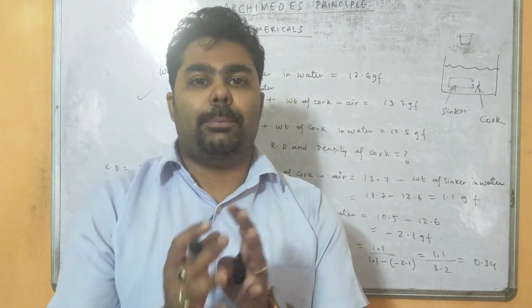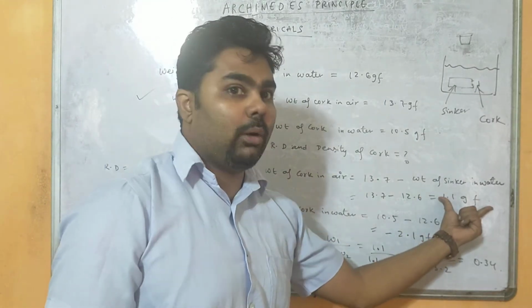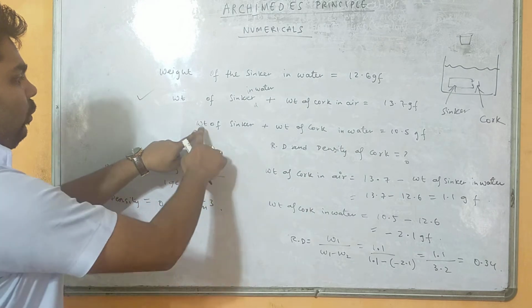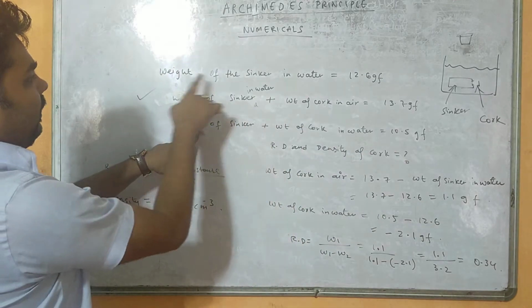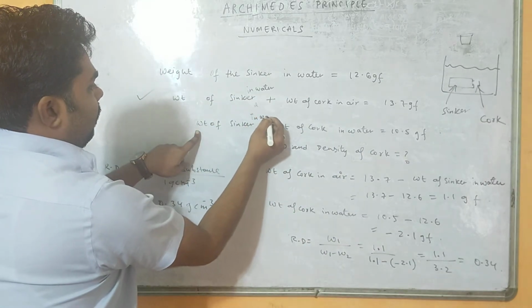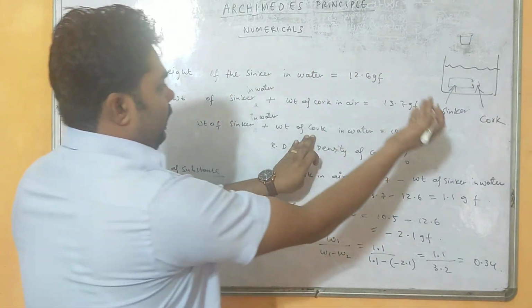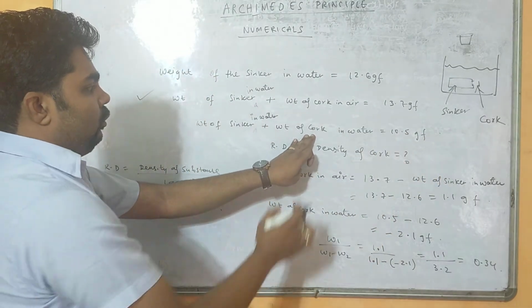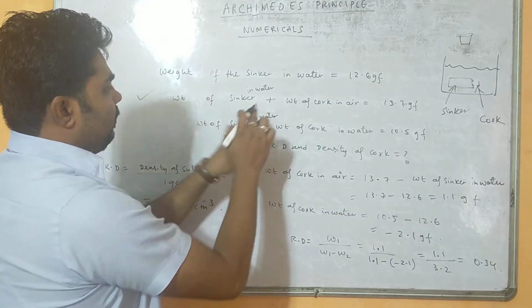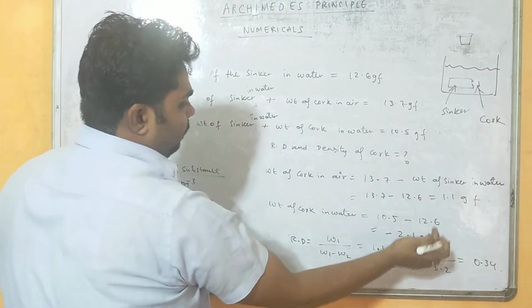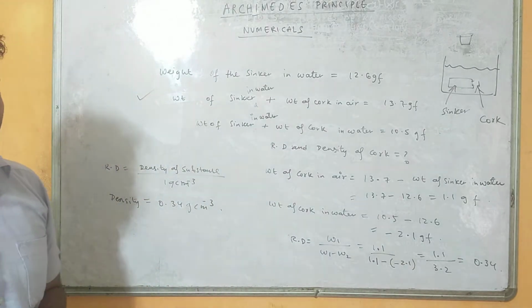Now we have to find the apparent weight of that cork, meaning W1 minus W2. In air we know this, so how much will it be in water? You see this equation again: weight of sinker plus weight of cork in water is 10.5. If we want to find the weight of cork in water, we have to subtract weight of sinker in water from 10.5. So weight of cork in water equals 10.5 minus weight of sinker in water, which is 12.6. So 10.5 minus 12.6 gives minus 2.1 gram of force.